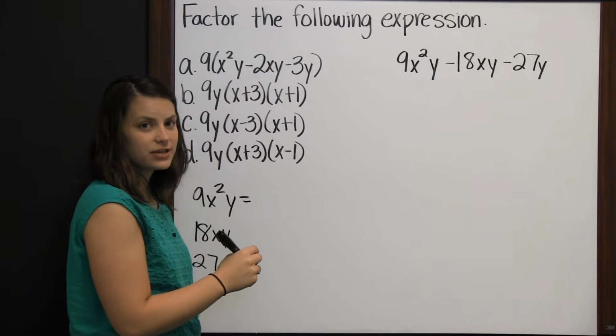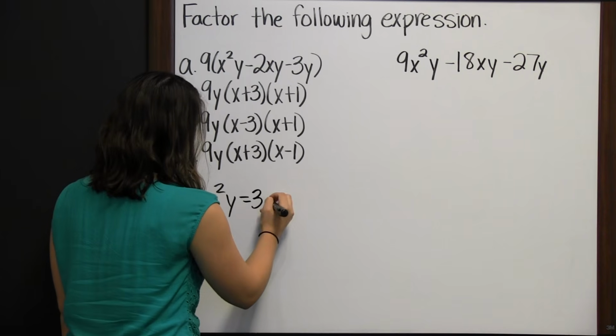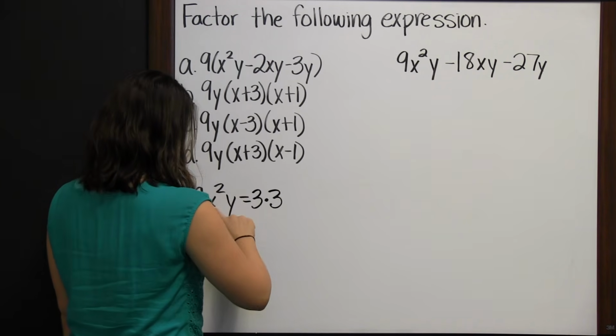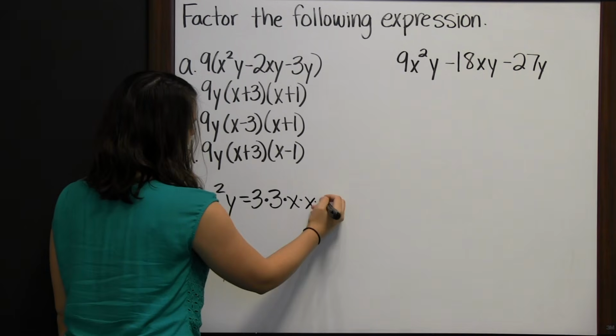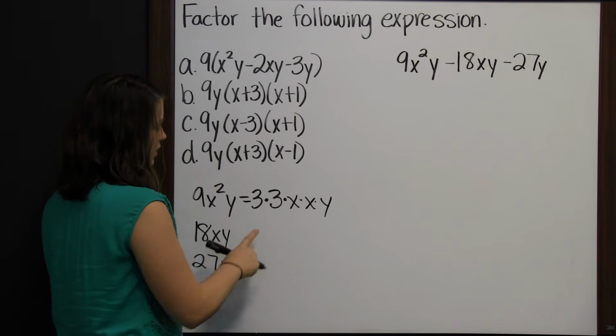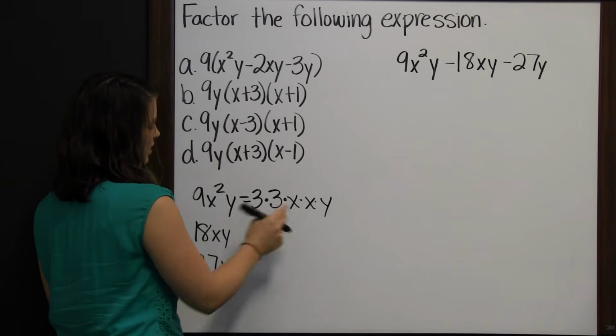The prime factorization of 9 is 3 times 3, and then x squared, so that's times x times x, and then times y. So that is the prime factorization of this term.